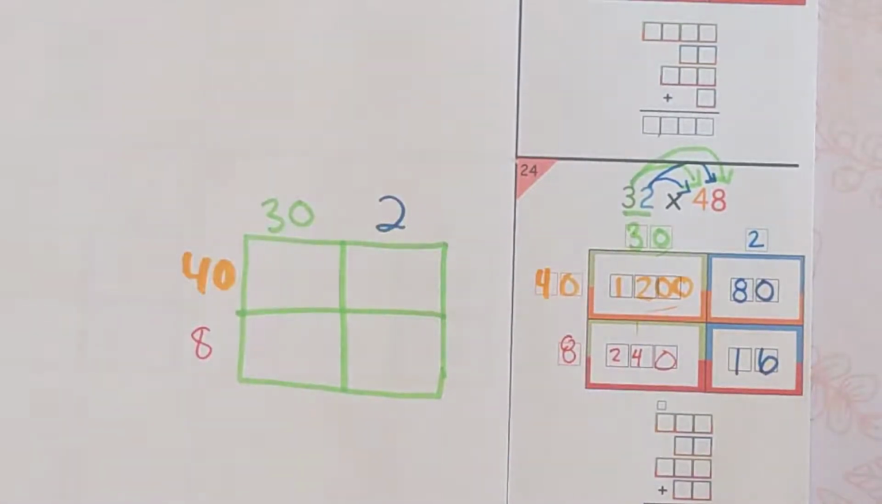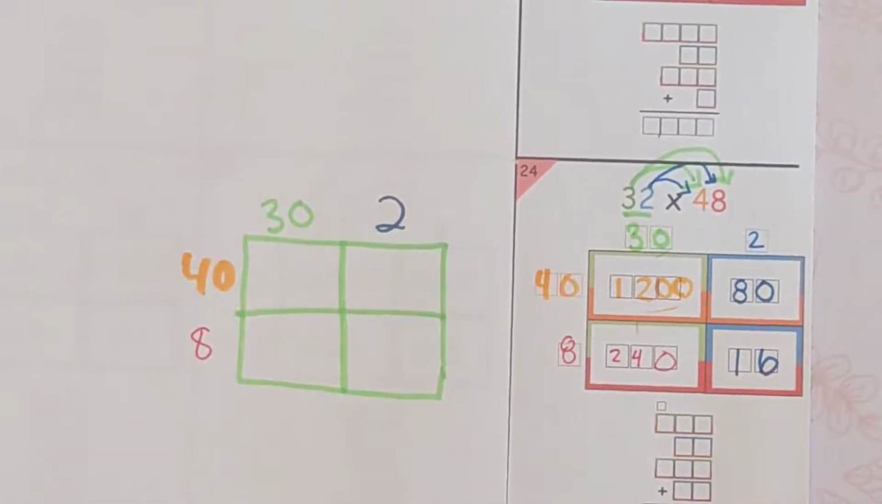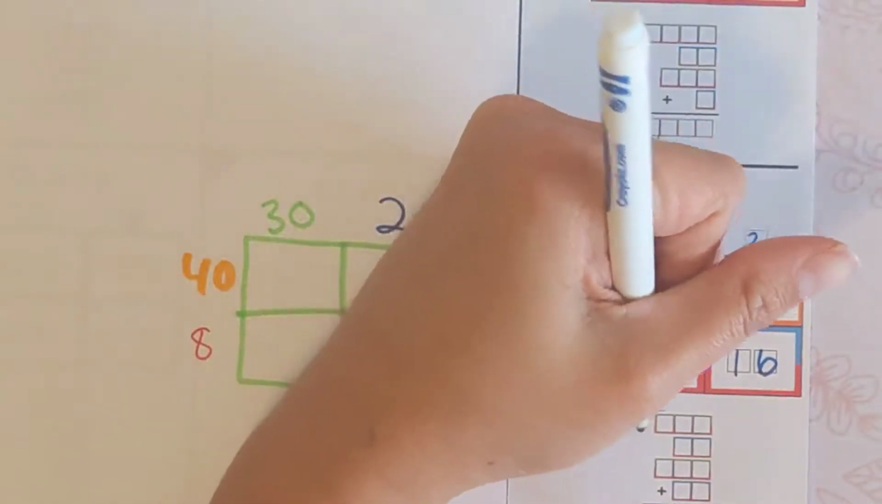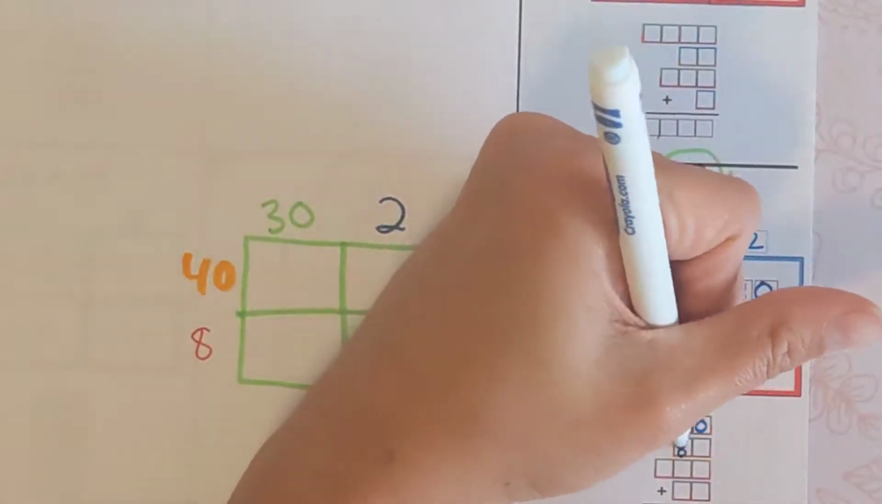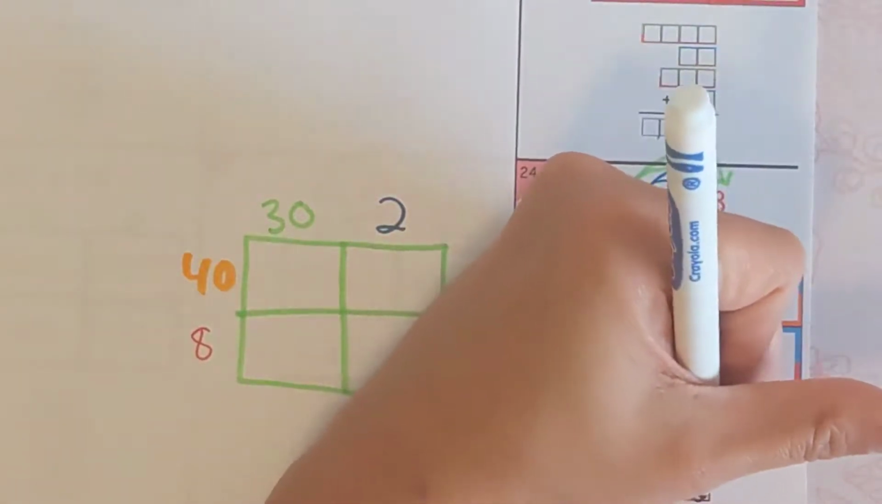So the last step is just to add them all together. You can use the boxes if you want. If they're too small for you and you want to use a whiteboard, you could do that instead. But we're just going to go ahead and add these 4 numbers together. So we have 1,200, 80, 240, and 16.